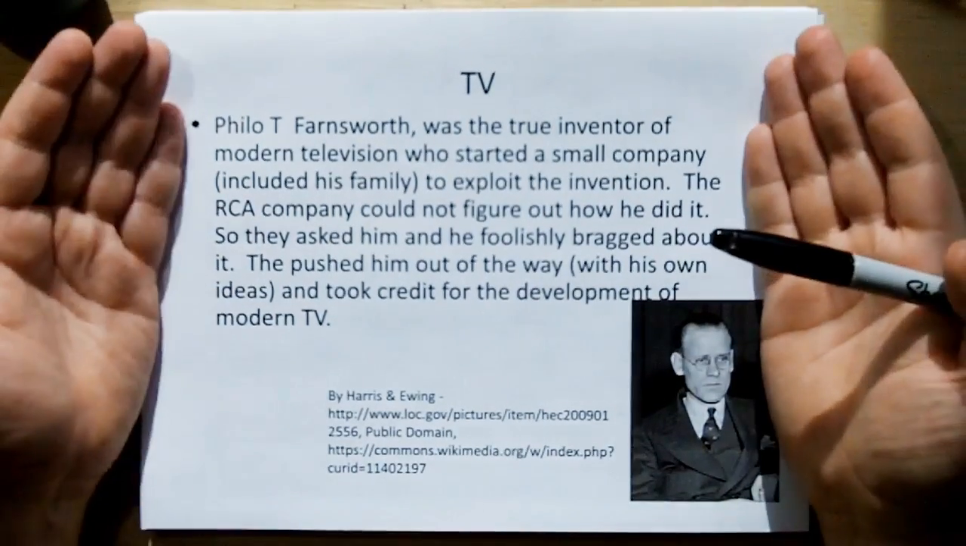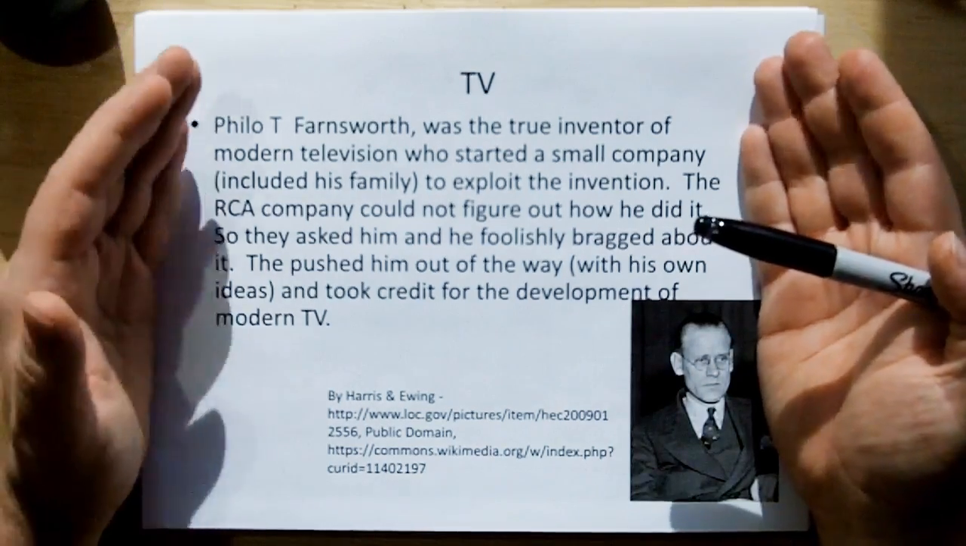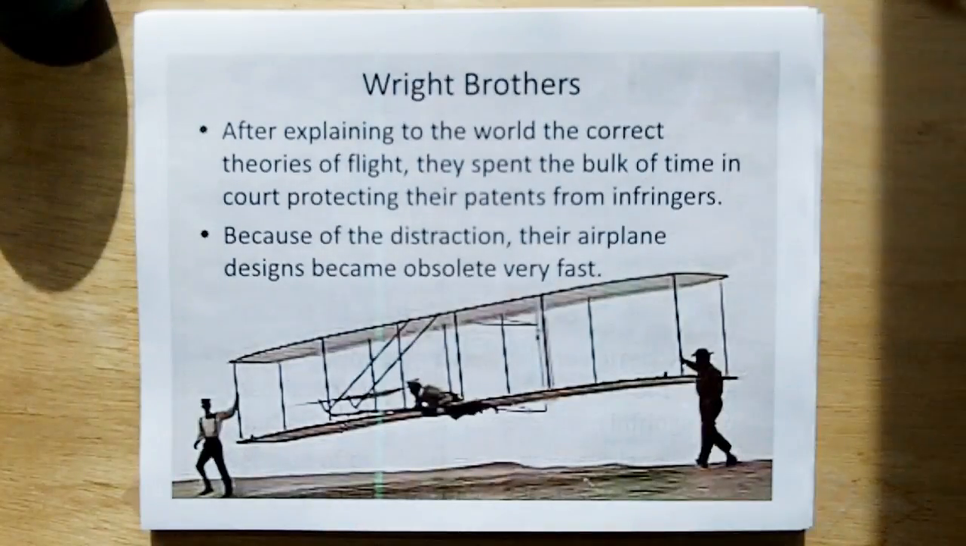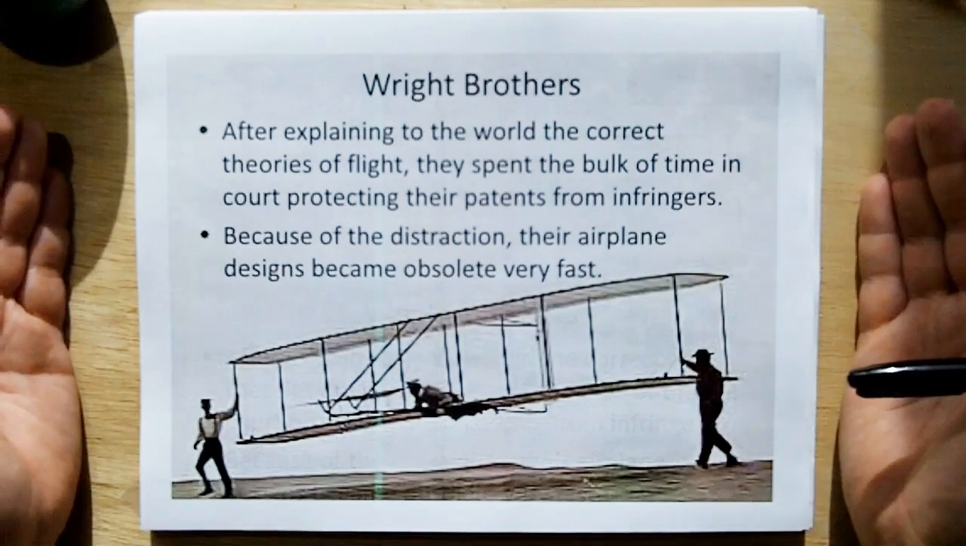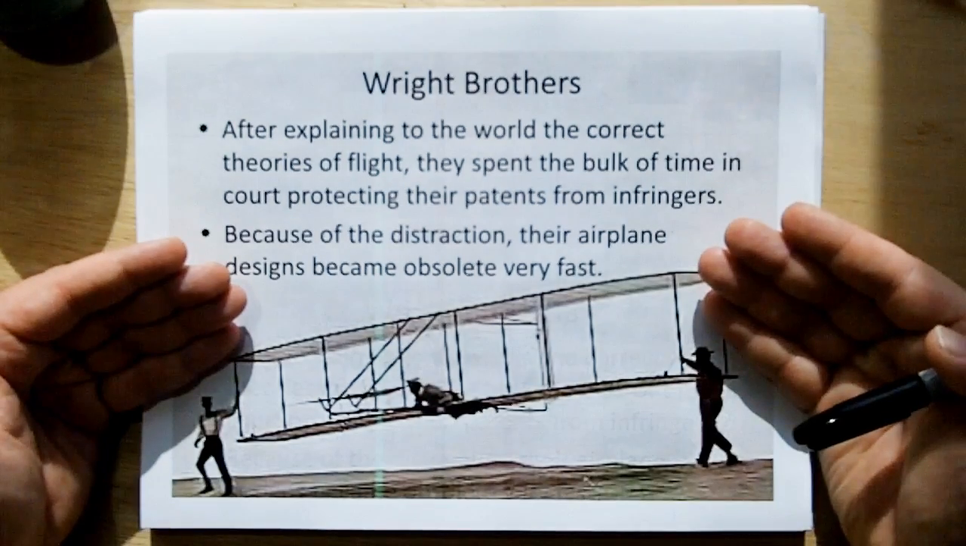Philo T. Farnsworth invented TV. There are two different stories on what happened. You look it up, but the same idea: he basically lost it because he explained what he did to people, and people just praised it. Same with the Wright brothers. Their patents basically made public how they did it. And they spent all their time in court trying to protect their patents from infringers when, in fact, the rest of the world was working around them, and their airplanes became obsolete too quick.